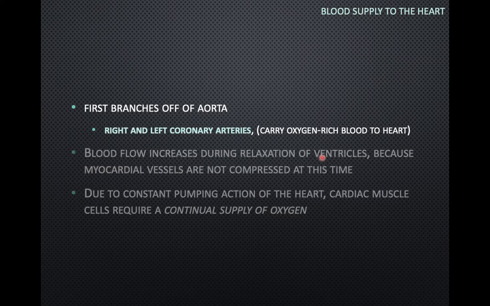So still with the idea of blood supply to the heart, the first branches off of the aorta are the right and left coronary arteries. Remember that the heart has to be supplied with a good supply of oxygenated blood. And so the very first thing that the aorta does is supply oxygen-rich blood to the heart itself, the heart muscle, through the right and left coronary arteries. I think we're going to see this in the diagram, but this is the very important first thing that the aorta does.